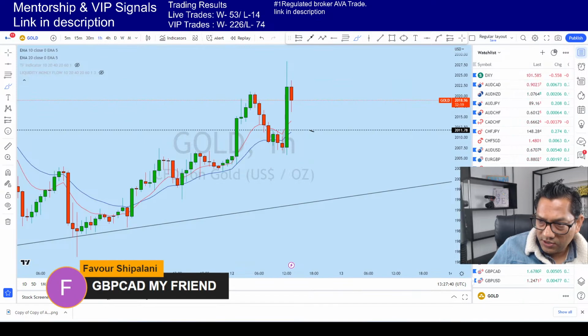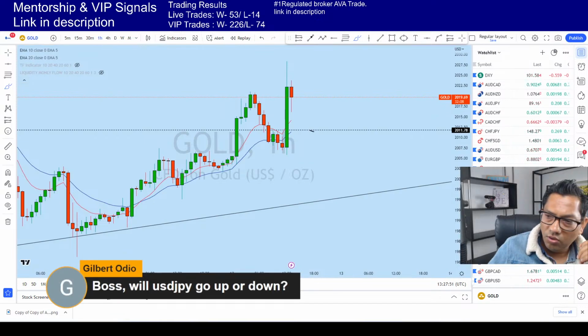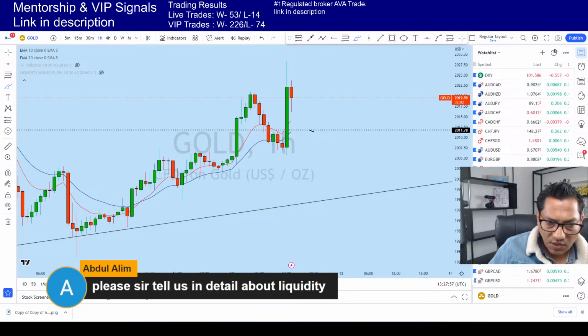GBP/USD, yeah, I'll look at it next. Will dollar yen go up or down? I'll look at dollar yen. Please, sir, tell us in detail about liquidity. Okay, so the next topic is GBP/USD liquidity.